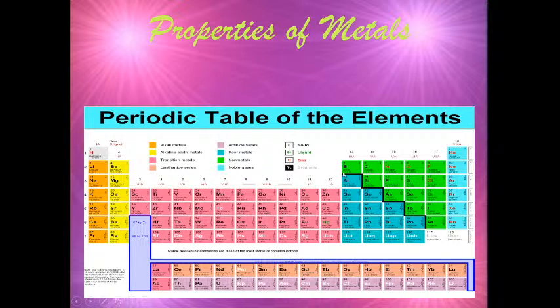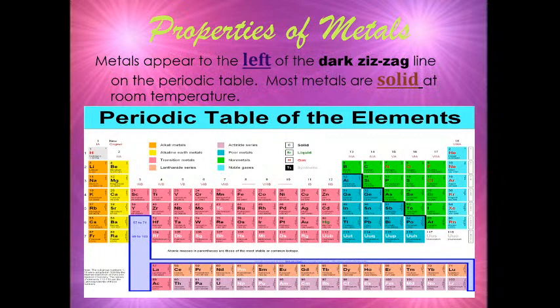So you will always find that metals are present where? Metals appear to the left of this dark zigzag line on the periodic table, and most metals are solid at room temperature. You have seen the previous pictures of the metals. Most of the metals are solid at room temperature. This is the first property. Whenever you see any metal, you will see they are in a solid state and they are solid at room temperature, except mercury.